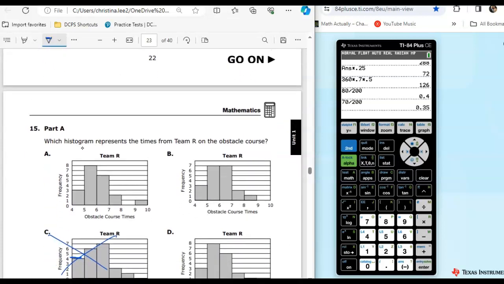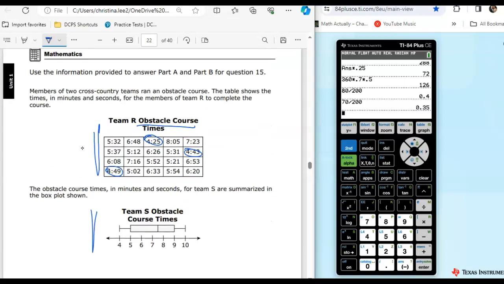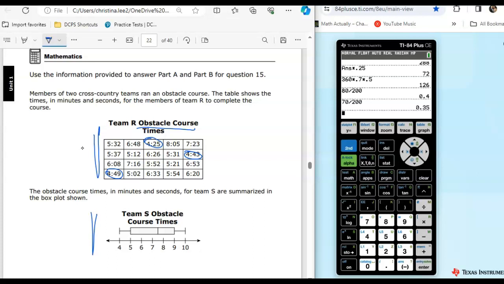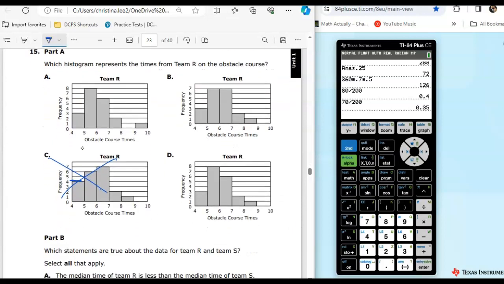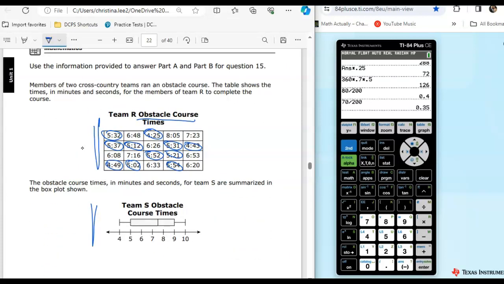Now I'm going to look between 5 and 6, and notice that we have a variation in our graphs there. Between 5 and 6, count 1, 2, 3, 4, 5, 6, 7, 8. So there's 8. Our histograms that have 8 between 5 and 6 are A or D. B has it at 7, so we can eliminate that.